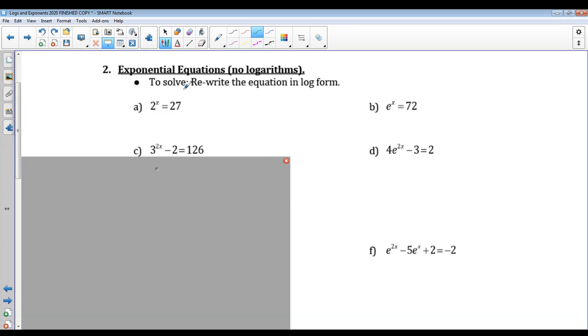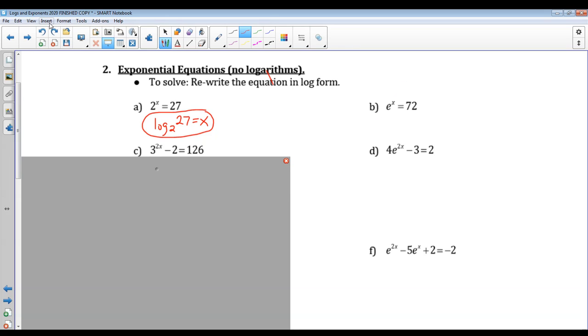2 to the x equals 27. What we could do is see if we can do this as a same base equation. So 2 to the x, and if we want to rewrite this as 2 to the something, that doesn't work with the number 27. So all we need to do here is rewrite this in exponential form. So we have log base 2 of 27 equals x. And there is no need to go any further than that. We are done. That's a pretty exact answer, and I don't need to type it into my calculator. We're good to go there.